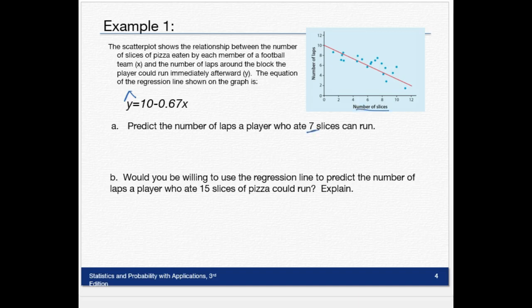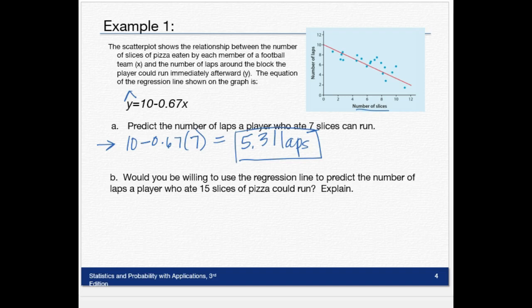Okay, slices is my x value. So all I have to do is plug that 7 into my equation and find out what I get. So when I run those numbers, I get 5.31 laps. Right? So I've predicted and I've shown my work. Okay, I know the calculator's going to do it, but this is the kind of work you've got to show me. And yeah, of course you need to have units.